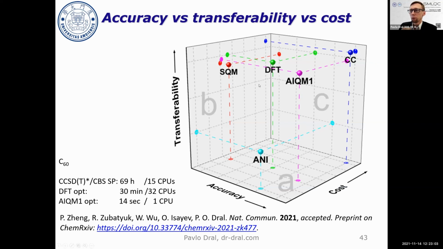But our approach can be applied for excited states and charged species, any species. And if you could, for example, take C60 molecule and calculate it with coupled cluster single points, it will take you 70 hours on 15 CPUs, while optimizing this molecule will take you 30 minutes on 32 CPUs. With our method, you get coupled cluster basically accuracy, and the speed for this molecule is 14 seconds on one CPU for full optimization, without any optimization of the code, basically.